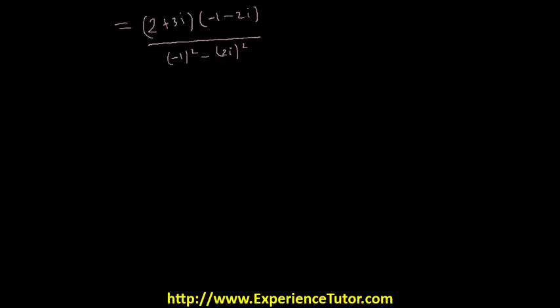We can again write as 1 upon 5. After solving the denominator we get 5, and bracket minus 2 plus 6 plus minus 4 minus 3i is equal to 1 by 5, 4 minus 7i.